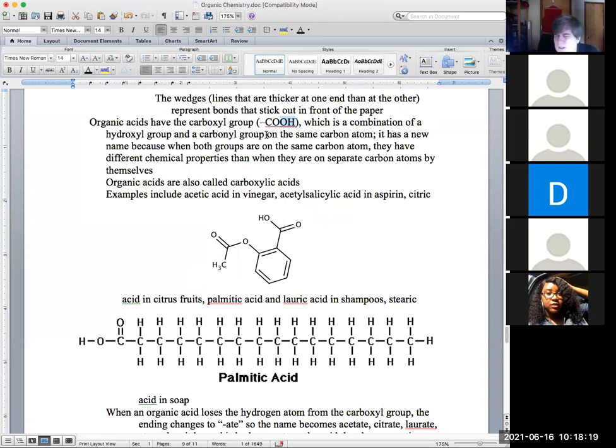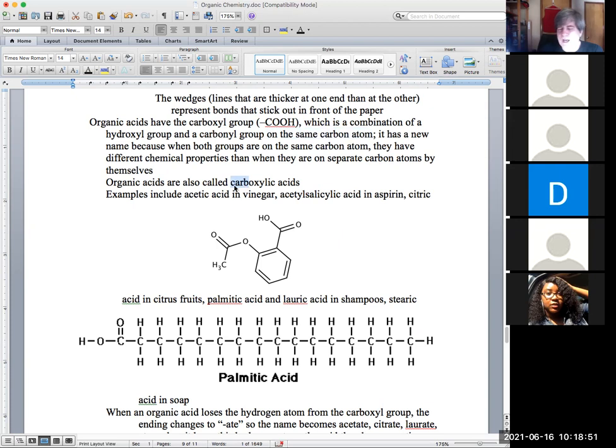The key thing is here, they have to be on the same carbon atom. If they're just on carbon atoms next to each other, then we have a hydroxyl group and a carbonyl group. They have to be on the exact same carbon. In some big molecules, you could have a carboxyl group, and someplace else you might have a carbonyl group, and someplace else you might have a hydroxyl. But if they're on the same carbon atom, then they get a different name.